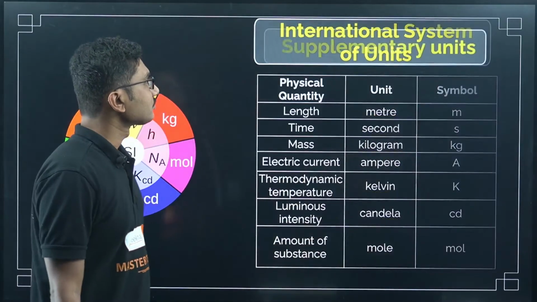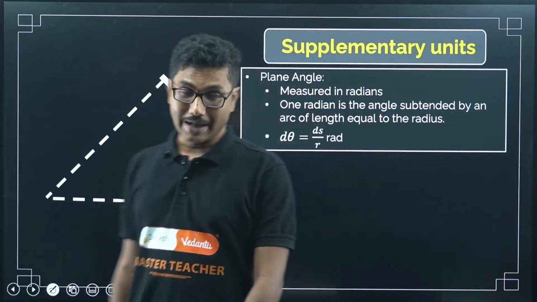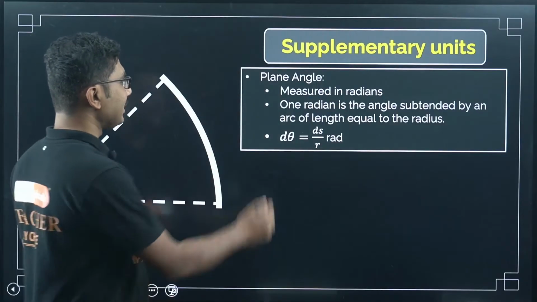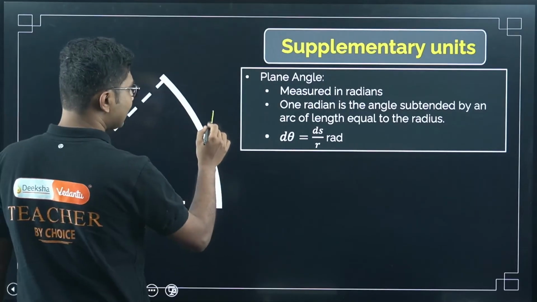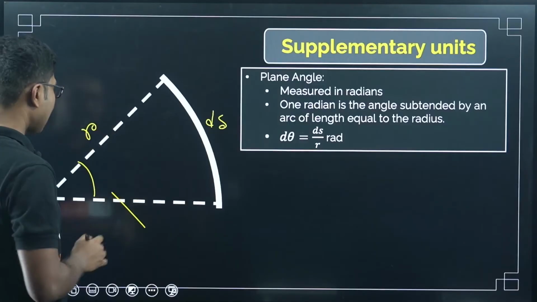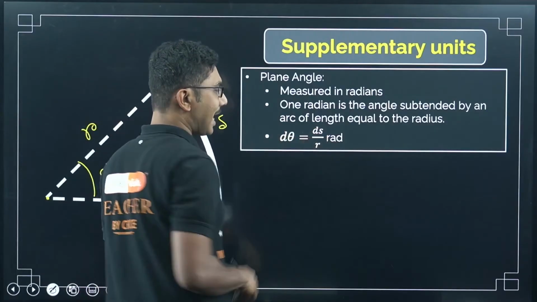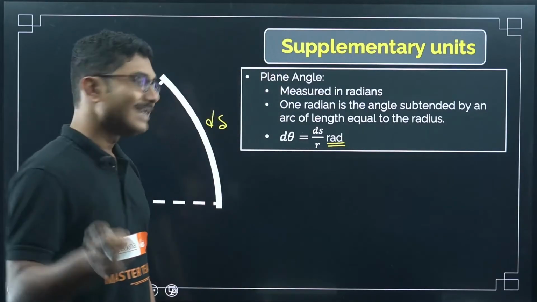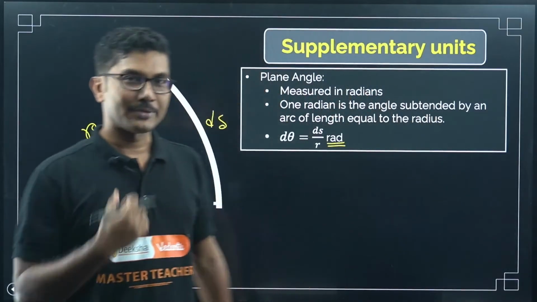Now there are two supplementary units, which are angles: plane angle and solid angle. Plane angle is measured using an arc. Suppose the arc length is ds, and the distance from where you are measuring the angle is r. Then the angle d theta can be measured using the formula ds by r, and the unit of angle is radians, rad. Later on you will see this has no dimension; it is one of the dimensionless quantities.